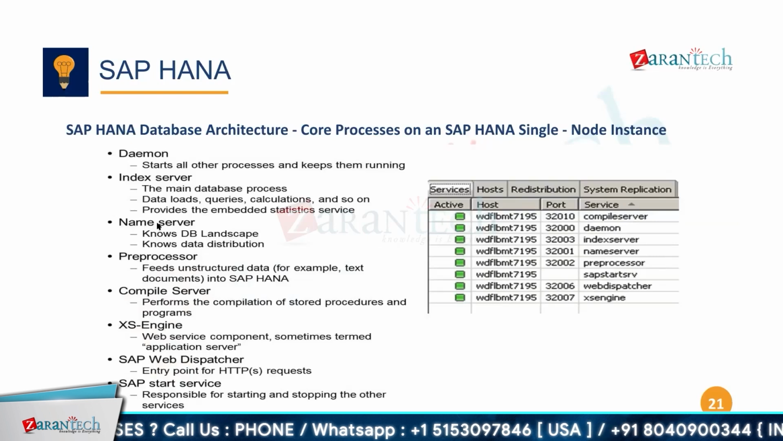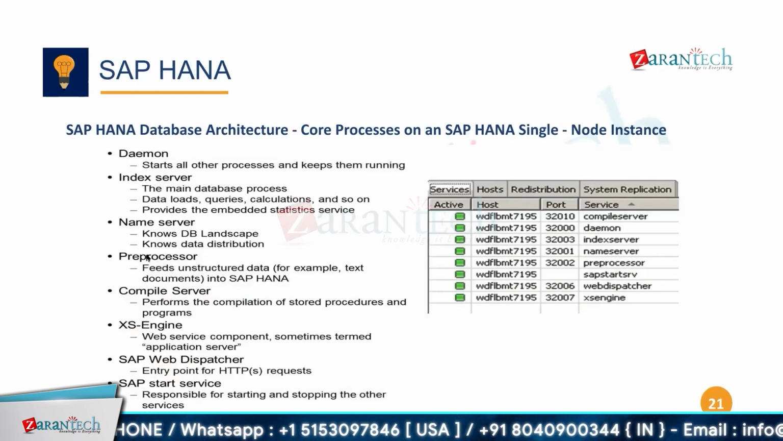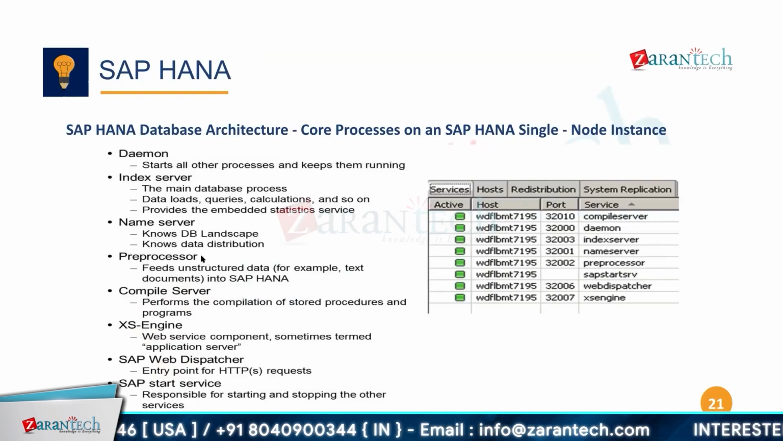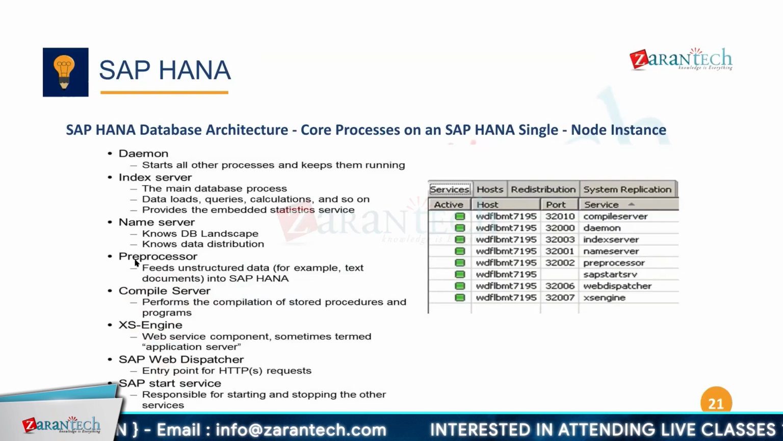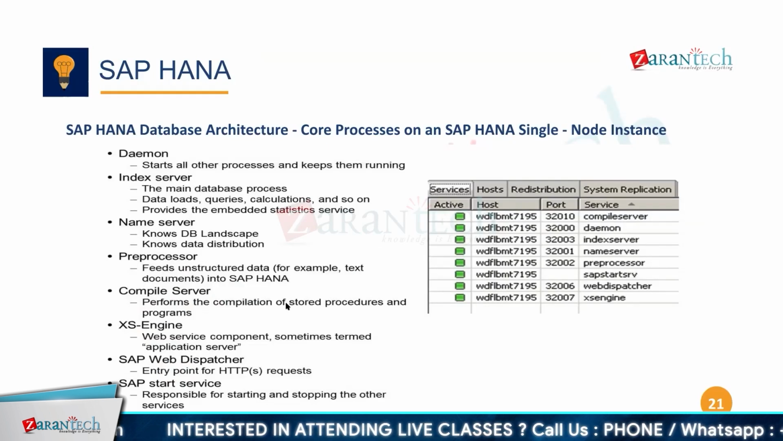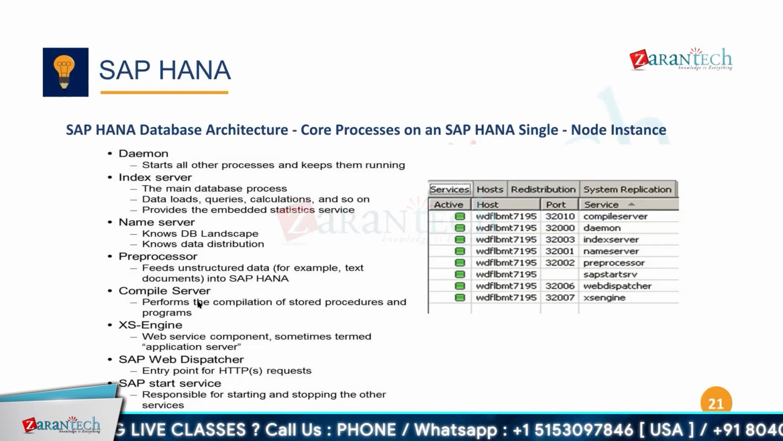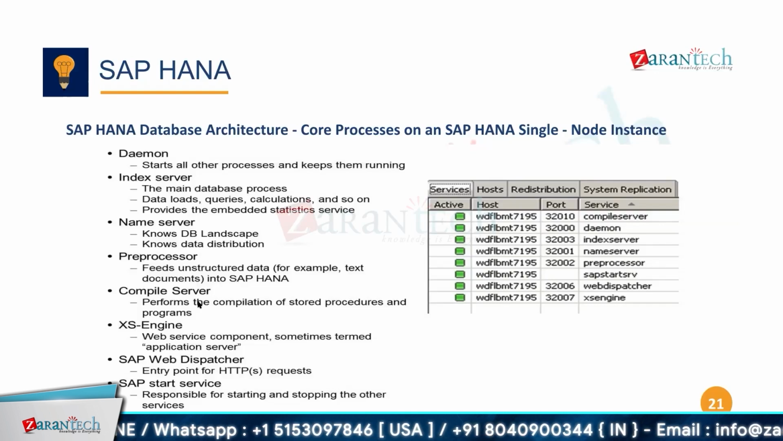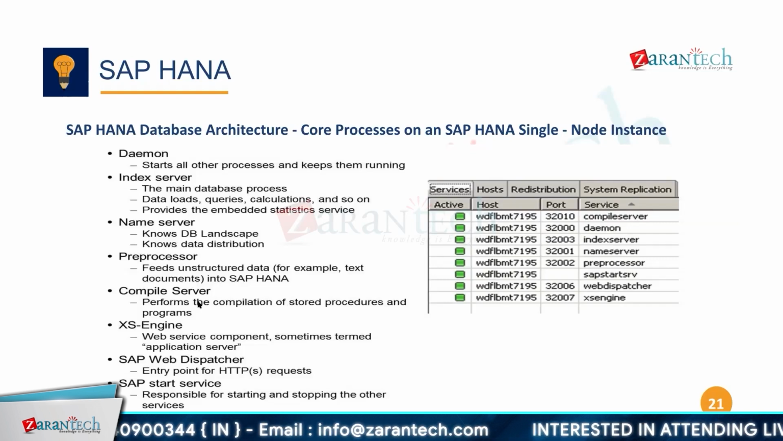The preprocessor feeds on unstructured data, which means it reads text data. How to make graphics out of text data is done by the preprocessor. The compile server performs the compilation of stored procedures and programs. In SAP terms, think of SGen, which compiles the programs initially. The same way it compiles programs, like a compiler in C: once you put the code, it will compile.